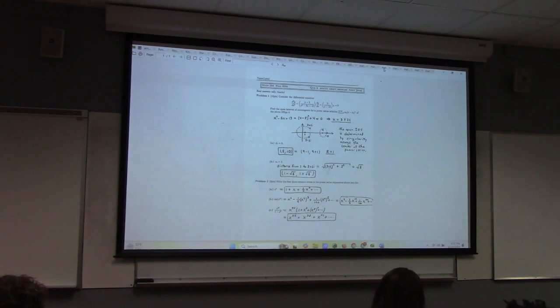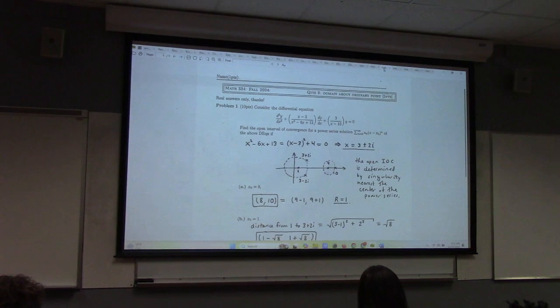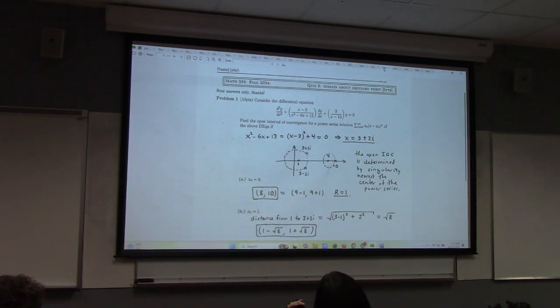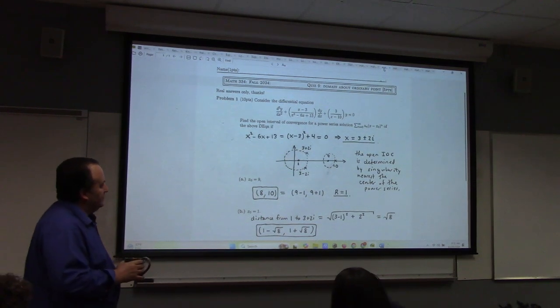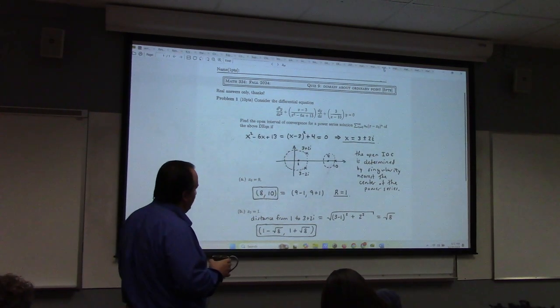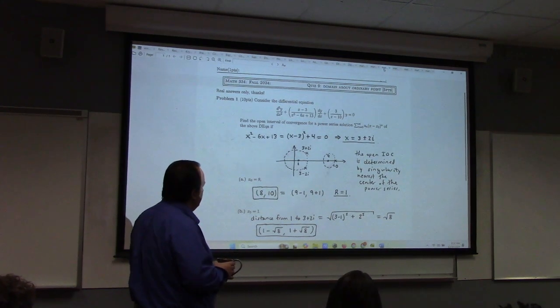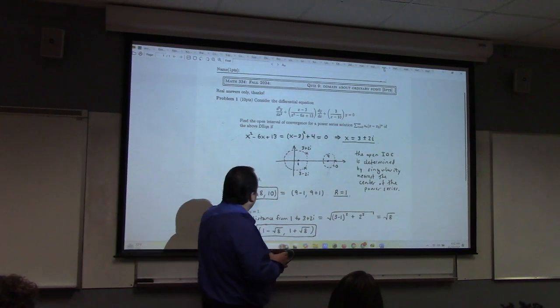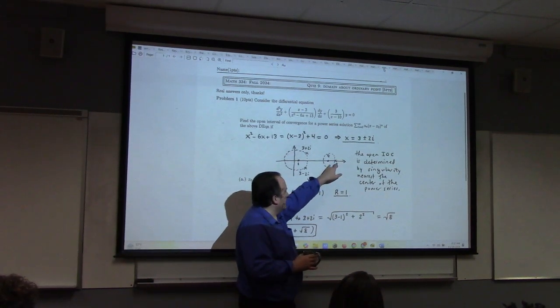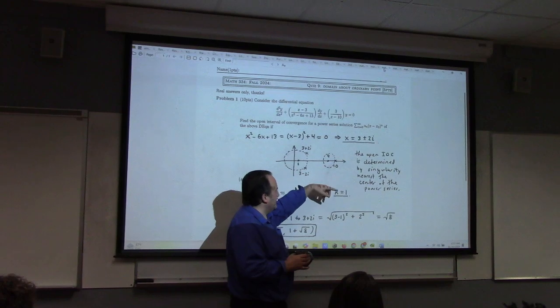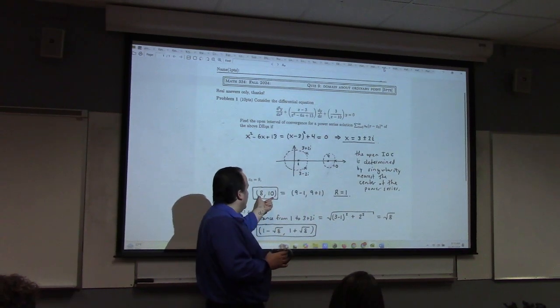So let's take a walk down memory lane and look at some old quizzes. This one here was kind of fun. We had singularities at 3 plus or minus 2i. We had another one at 10. And then I gave you, we were looking for a series solution centered at 9, what's the disk of convergence there? It is radius 1, as it turns out, which intersects with the real line. 8 to 10 would be my open interval of convergence.